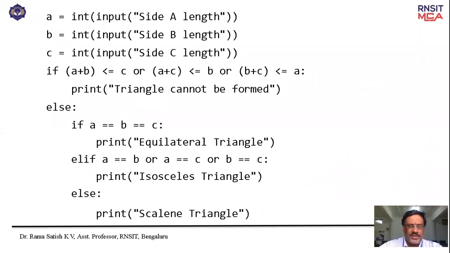If A is equal to B is equal to C, then it is an equilateral triangle. Next, if A is equal to B, or A is equal to C, or B is equal to C, any two sides equal, then it is an isosceles triangle. Otherwise, if all sides are different, it is a scalene triangle.